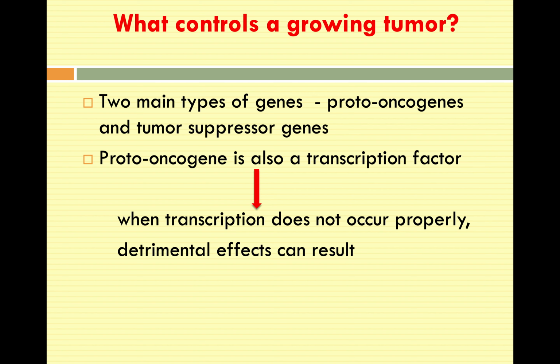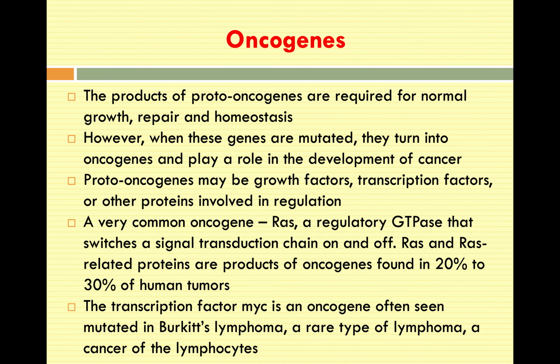What happens with proto-oncogenes? Proto-oncogenes sometimes could be in the form of a transcription factor. So when transcription does not occur properly, detrimental effects can result, and the result is cancer. So what are oncogenes? They are the mutated forms of proto-oncogenes, which are required for normal growth, repair, and homeostasis. But when these genes are mutated, they turn into oncogenes. So the good genes are called proto-oncogenes, but once they are mutated, they are termed oncogenes, and play a role in the development of cancer via oncogenesis.